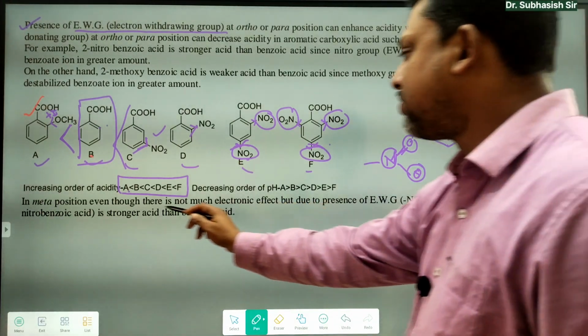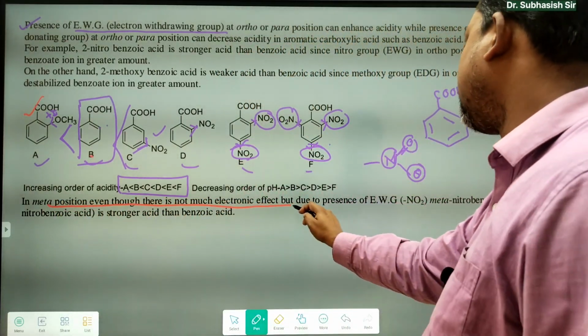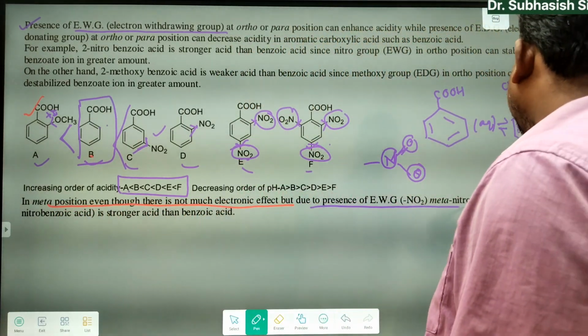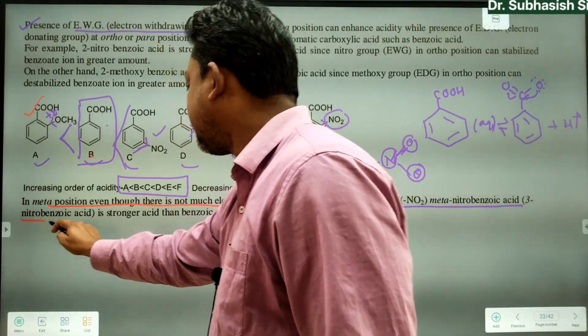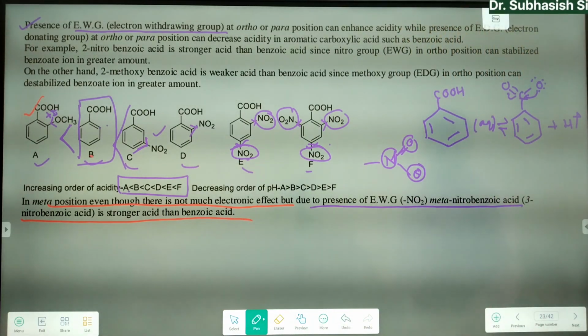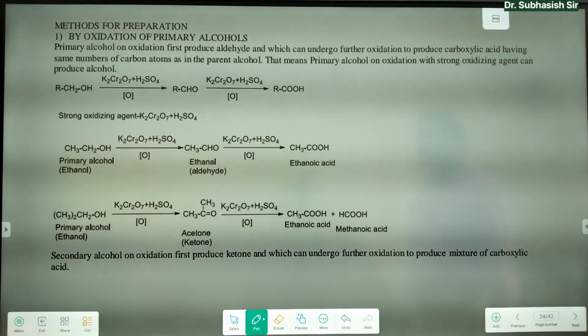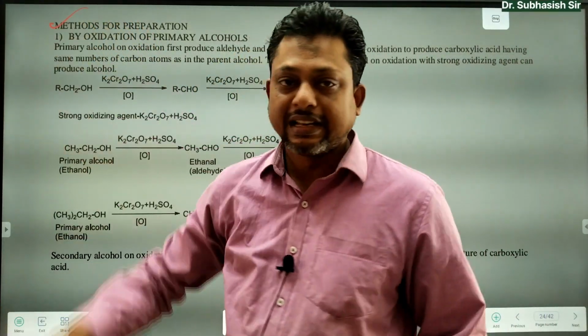So already I have mentioned here, in meta position, even though there is not much electronic effect, but due to the presence of electron withdrawing nitro group at meta position, benzoic acid is a stronger acid than what? Benzoic acid. So next we are going to discuss the preparation of carboxylic acid.